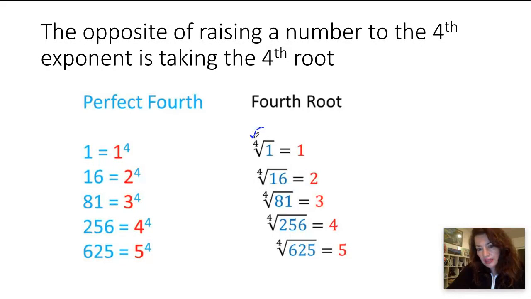Now, the opposite of raising a number to the fourth power is taking the fourth root. Notice the index here is now 4. This indicates that you are taking the fourth root.